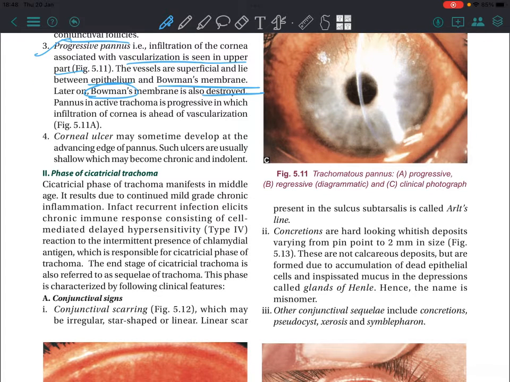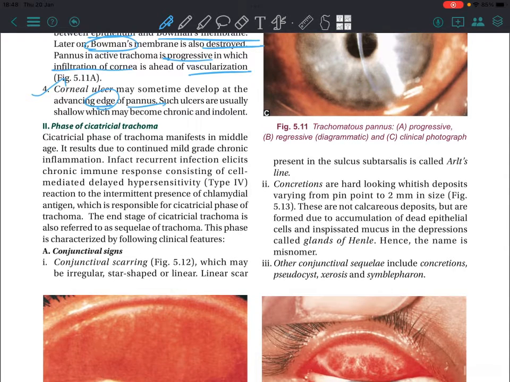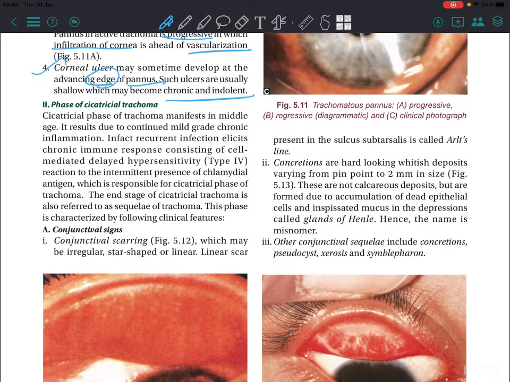Pannus is seen in active trachoma. In active trachoma it is progressive, in which infiltration of the cornea is ahead of vascularization. A corneal ulcer may sometimes develop at the advancing edge of the pannus. Such ulcers are usually shallow, and may become chronic and indolent.